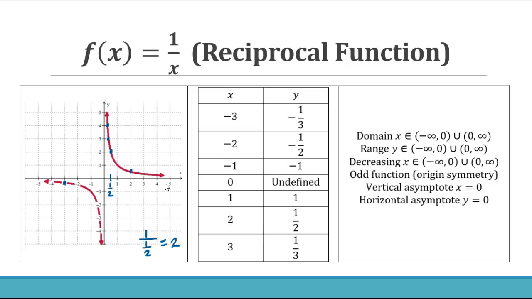And my graph is decreasing over its entire domain, so I'm decreasing from negative infinity to 0, and from 0 to infinity. There is origin symmetry on this graph. I can rotate it 180 degrees about the origin, so it is an odd function. And then we also have these asymptotes. So a vertical asymptote on this graph is x equals 0. That's the vertical asymptote. And what it means is that my graph is approaching, it's getting close to the line x equals 0, which is the y-axis.